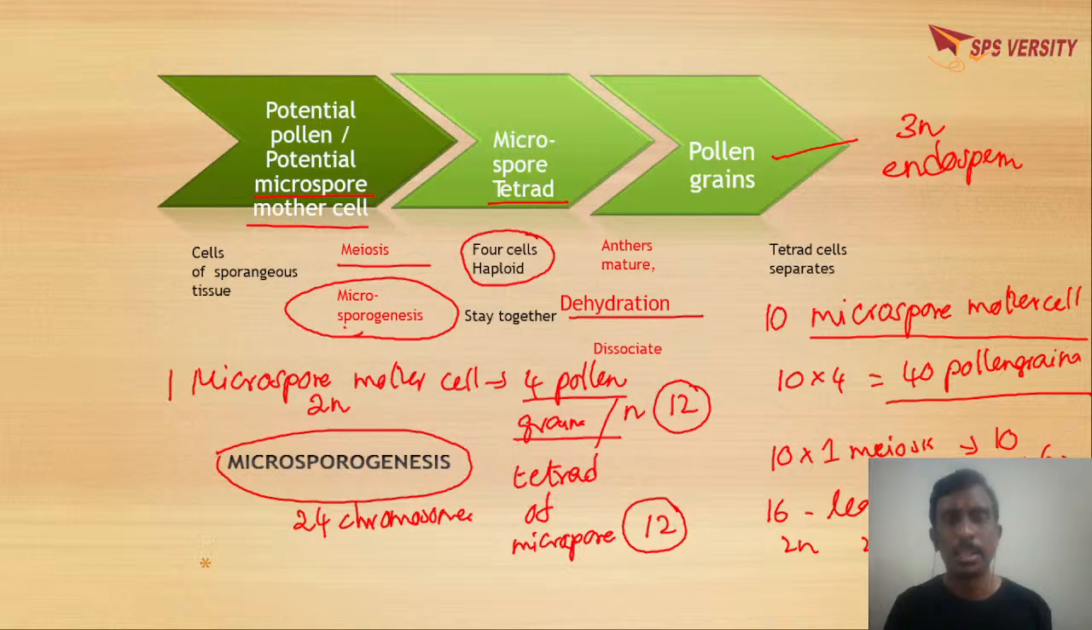The next thing is the difference between the pollen grain and microspore. Microspores are in a combined state where 4 are present, whereas pollen grains are separated by dehydration. What is meant by microsporogenesis? That is the formation of microspores from the microspore mother cell.